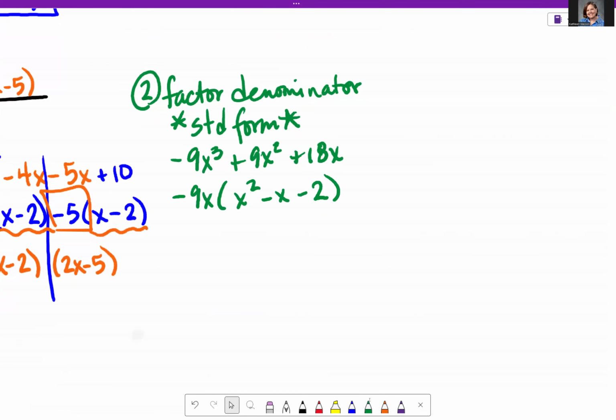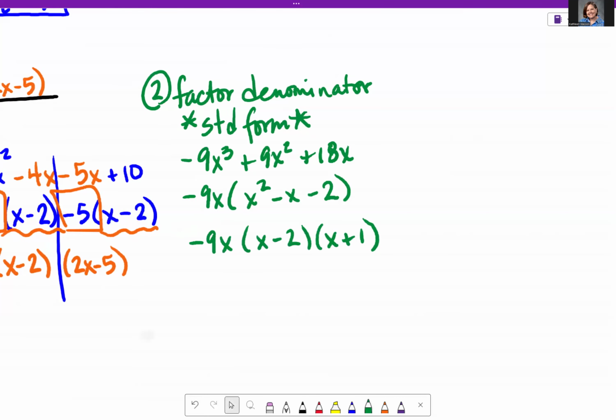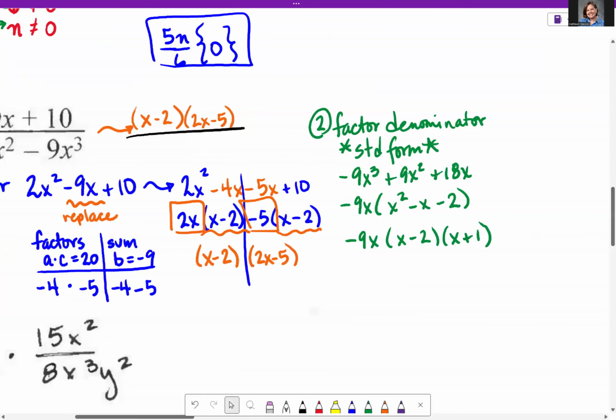And you can use any strategy that you like to factor x squared minus x minus 2, but we continue factoring until we have negative 9x times x minus 2 times x plus 1. So this is equivalent as a factored form of my denominator. So I can write that here as well.